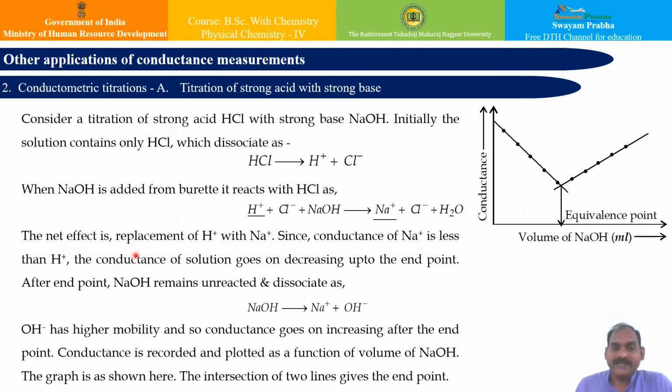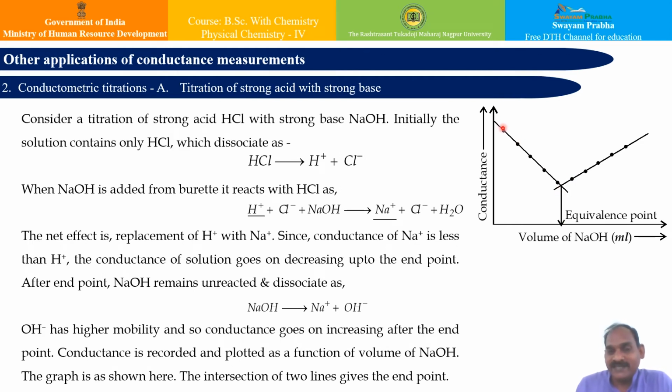So the net effect is the replacement of H+ ions by Na+ ions. Since the conductance of Na+ is less than that of H+, the conductance of the solution goes on decreasing up to the end point. After the end point, NaOH remains unreacted in the solution and dissociates as Na+ plus OH-. OH- has higher mobility, and so the conductance goes on increasing after the end point. The conductance is recorded and plotted as a function of the volume of NaOH. The graph is shown here, and the intersection of the two lines gives the end point, isn't it?